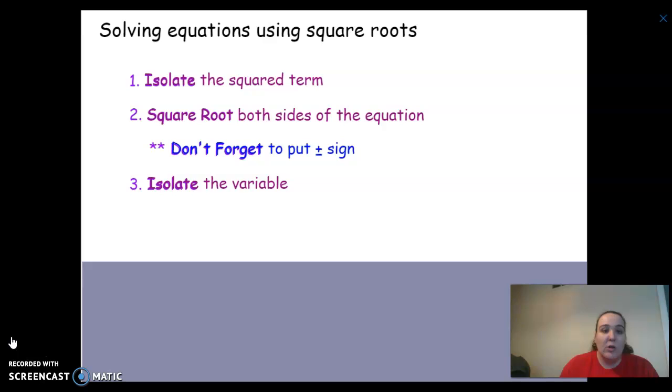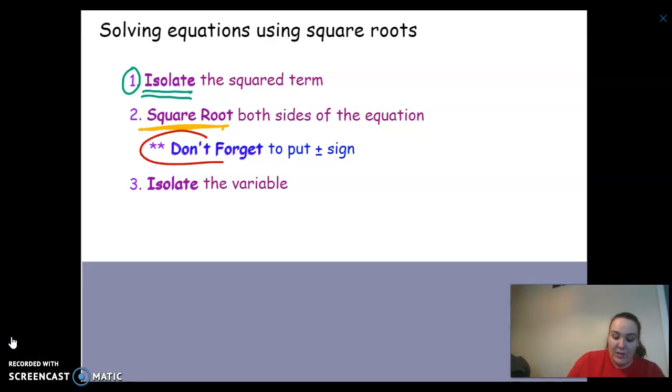Alright, we are going to solve equations using square roots here. You're going to pause to write this down. When you're solving equations by using square roots, first, you want to isolate the squared term. Okay, so whatever is squared, you're isolating it. After you isolate the squared term, then you are going to square root both sides, because square root is the opposite of squaring.